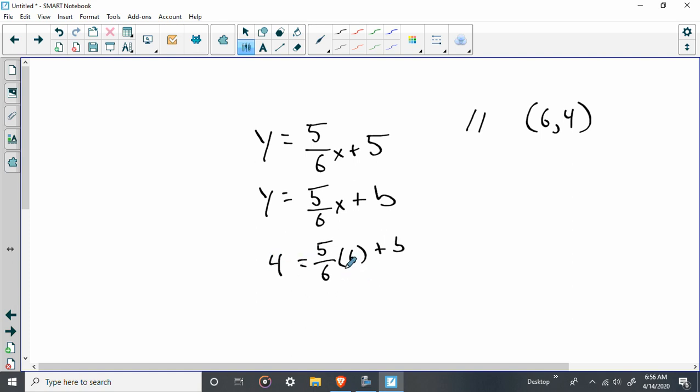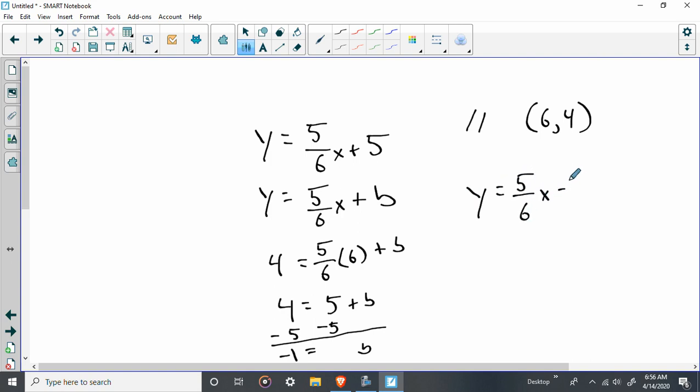Okay, so again, 5 times 6 is 30. 30 divided by 6 is going to be 5. So 4 is equal to 5 plus b. I'm going to subtract 5 from both sides. We'll find out that b is equal to negative 1. So again, what are we going to have to do? Let's plug that back in here. Y is equal to 5/6 x minus 1. Okay, so a little bit easier when it's integers.